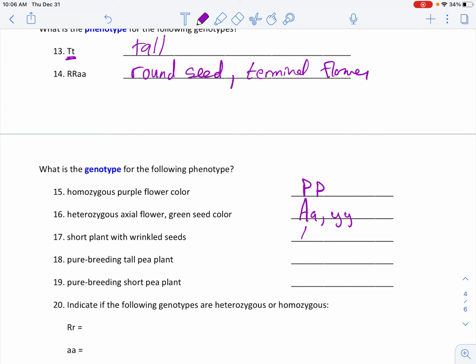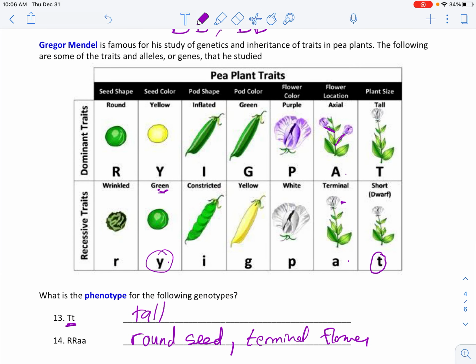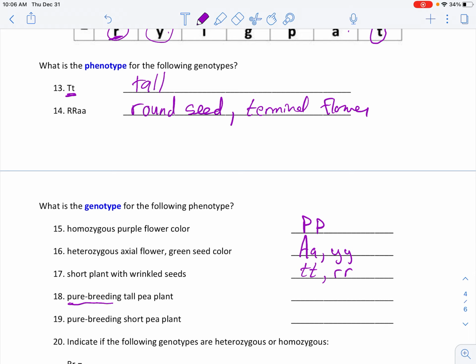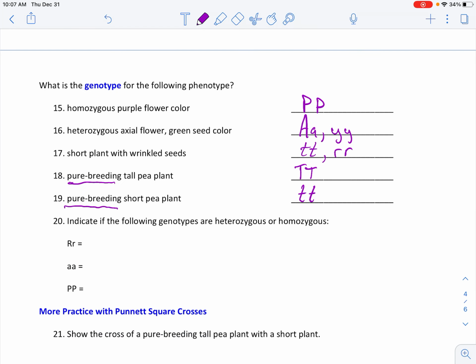Short plant with wrinkled seeds. So again, this is the same idea. Short would have to be little t, and wrinkled, again another recessive, would have to be little r. You couldn't have a capital version of those. Pure breeding, remember I mentioned this earlier, means the same thing as homozygous. So pure breeding tall is homozygous tall. Pure breeding short is homozygous short. Heterozygous, homozygous.